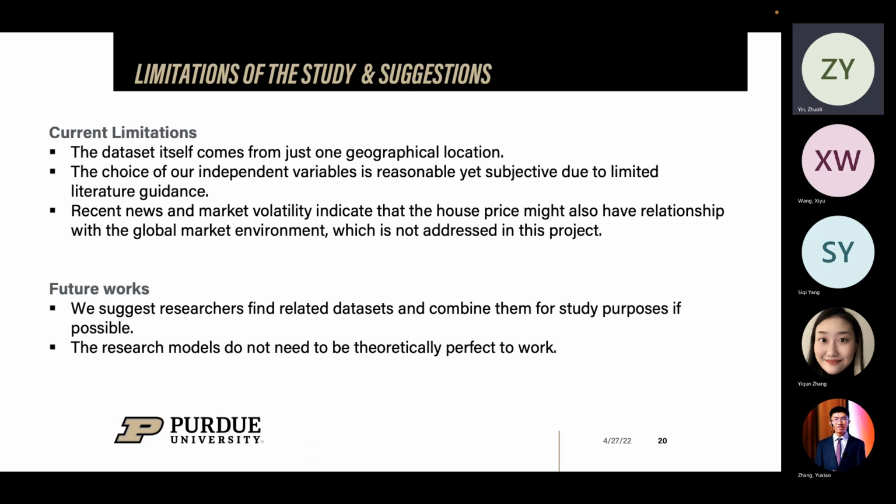So for future work, we suggest that researchers should find related data sets and combine them for study purposes if possible. And researchers' models do not need to be theoretically perfect to work, but need to have more explainability.